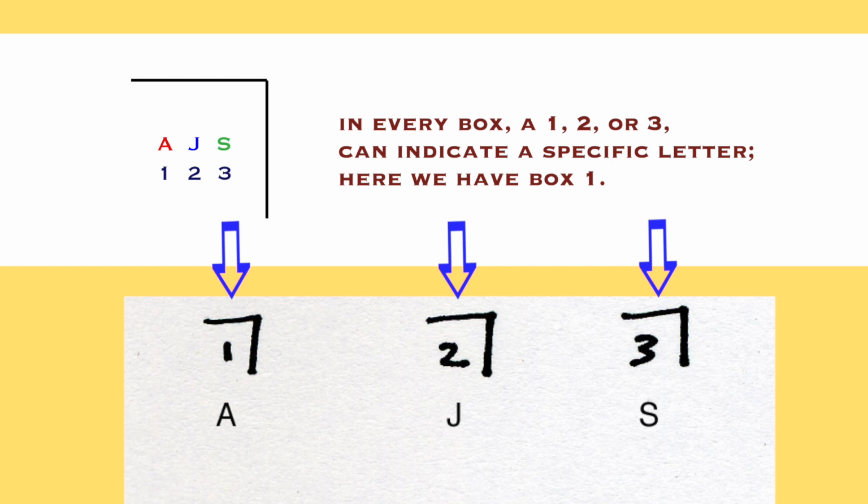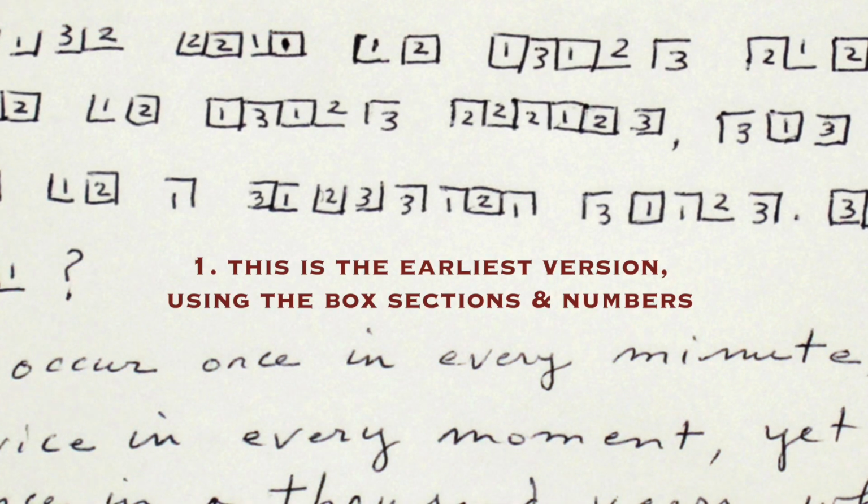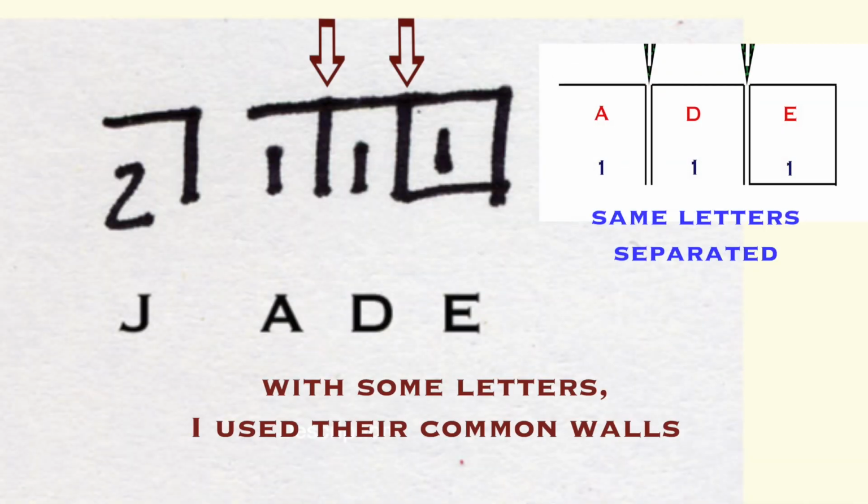In every box, a 1, 2, or 3 can indicate a specific letter. Here we have box 1. This is the earliest version, using the box sections and numbers. With some letters, I used their common walls. The upper right shows them separately.